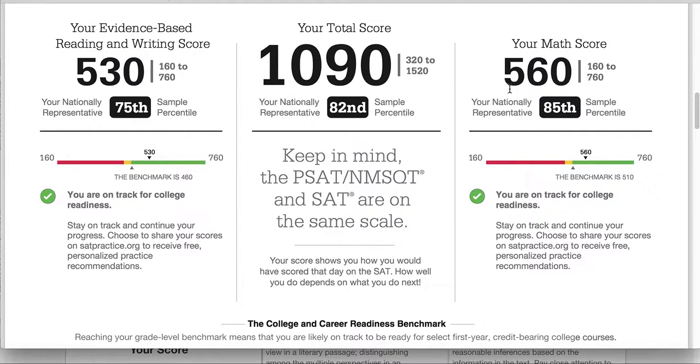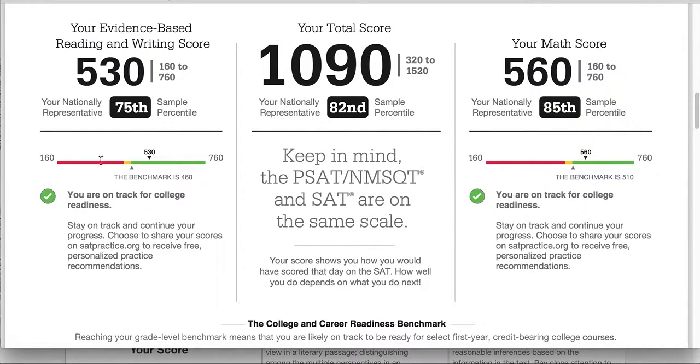In the math section, the student got a 560 on the same scale of 160 to 760, which placed this student at the 85th percentile. Now, although these scores are a little different, 530 to 560, they're also really close. The biggest difference between the 75th percentile and the 85th percentile is based on how students perform in the math section versus the evidence-based reading and writing section. They don't differ too much. 75th percentile and 85th percentile is still somewhat close.